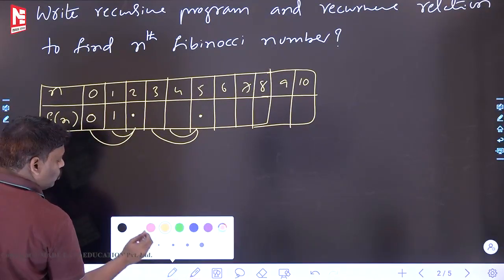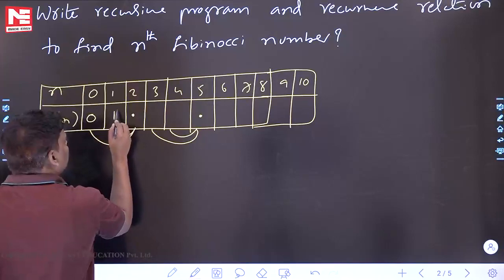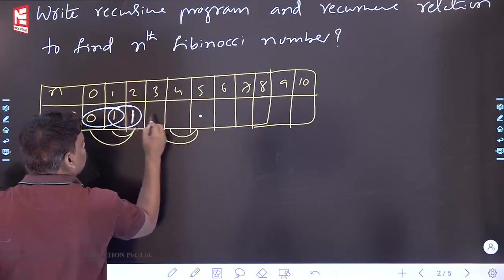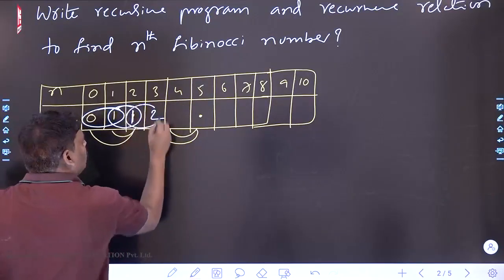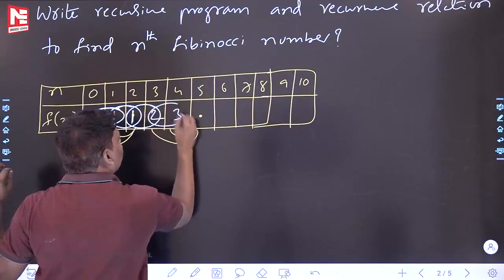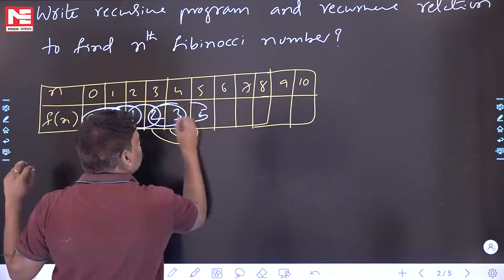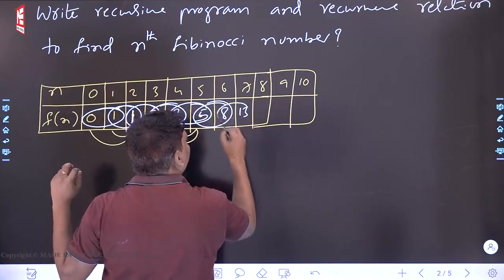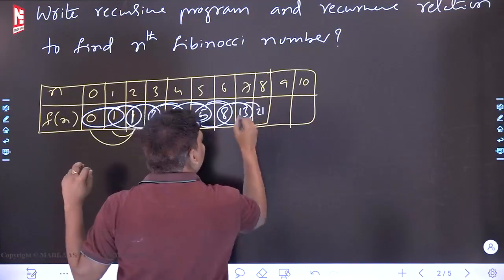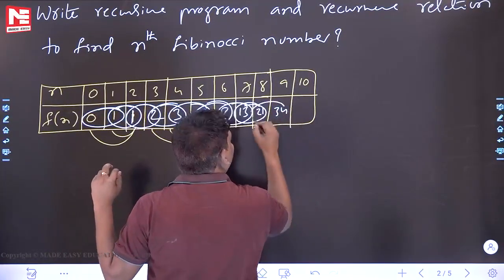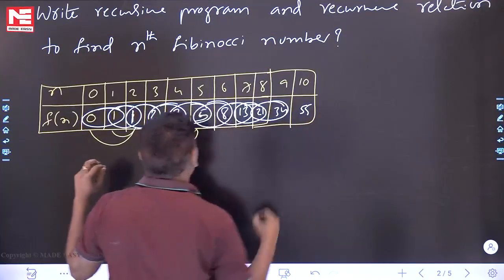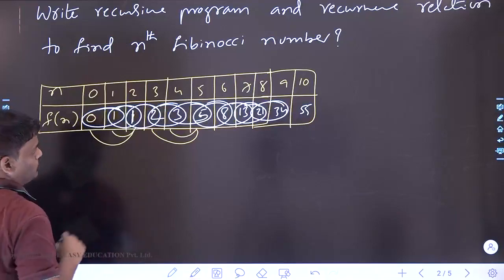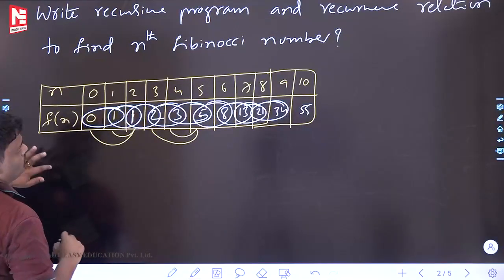Now see the remaining. Fibonacci of 2 is equal to the sum of the previous 2, so 1 will come. Fibonacci of 3, previous 2. Fibonacci of 4, previous 2. Fibonacci of 5 is 5. Fibonacci of 6 is 8. Fibonacci of 7 is 13. Fibonacci of 8 is 21. Fibonacci of 9 is 34. Fibonacci of 10 is 55. So the Fibonacci of any number is equal to the sum of the previous two terms. This is the Fibonacci series.